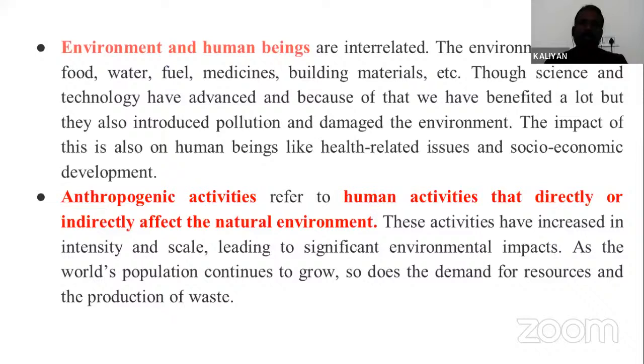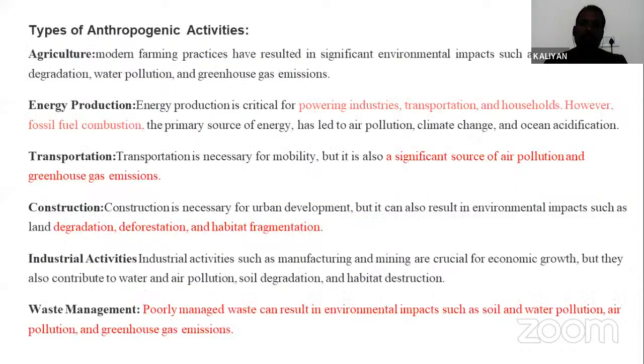Anthropogenic activities: here human activity directly or indirectly affects the natural environment. Types of anthropogenic activities: agriculture, energy production, transportation, construction, industrial activities, and pest management.